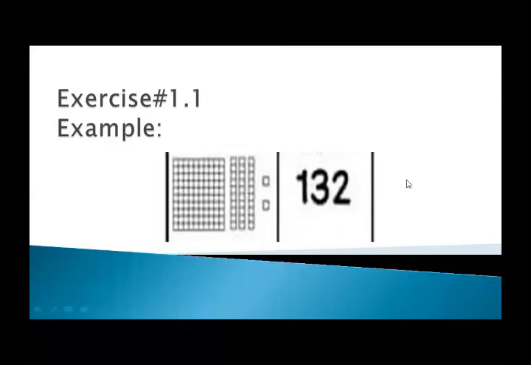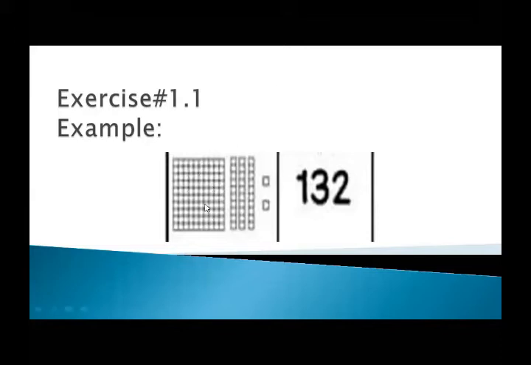So this is a 3-digit number consisting of 3 places: units, tens, 100. A 3-digit number comes and ends at the place of 100. So here you see this example is related to Exercise 1.1 that you see in your books, page number 1.